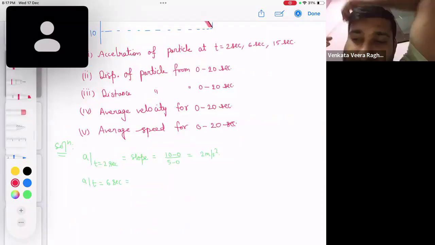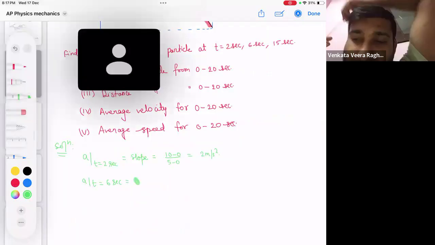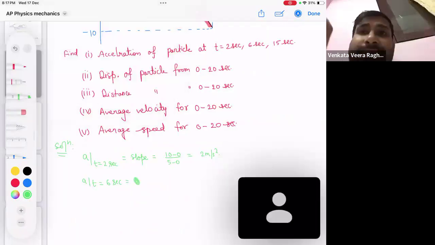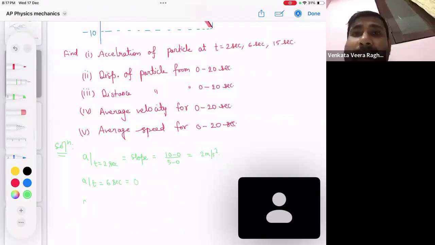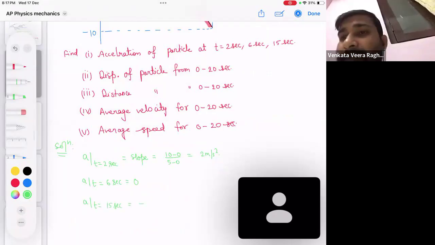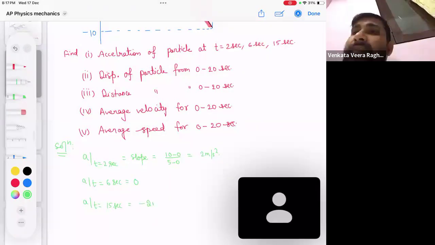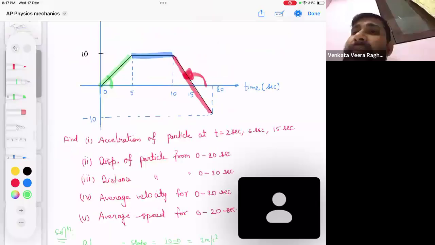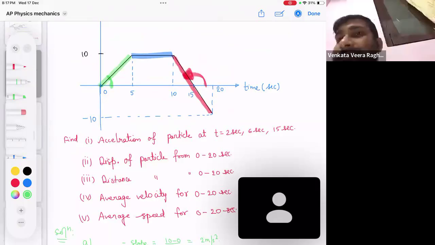So at t equal to 6 second, how much is the acceleration? At t equal to 6 second, acceleration is 0, and at t equal to 15 second, what is the acceleration? Minus 2 meter per second square. Is the first part clear about this graph, slope thing? Now we want to calculate the displacement from 0 to 20 second.